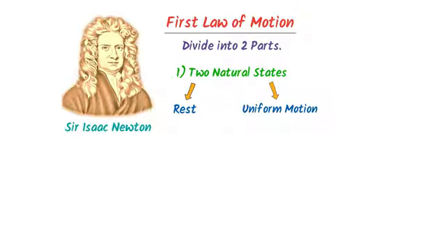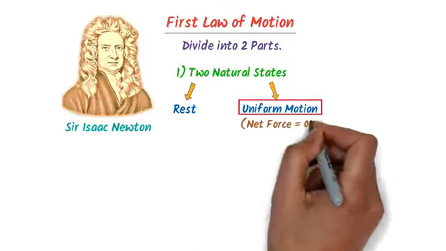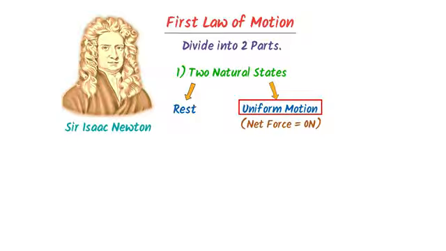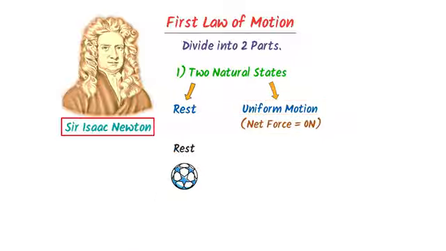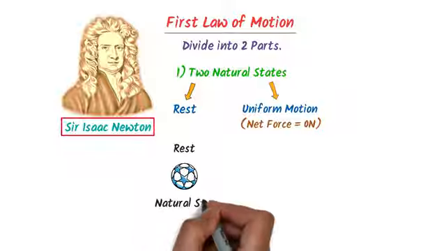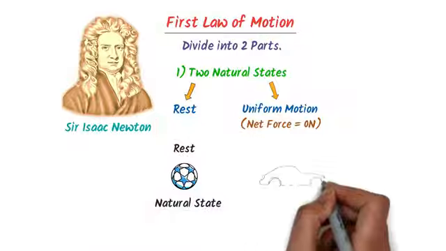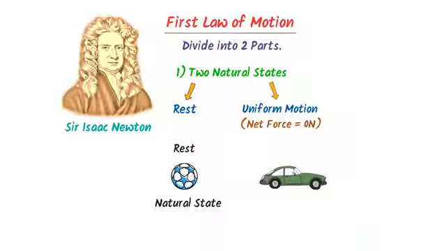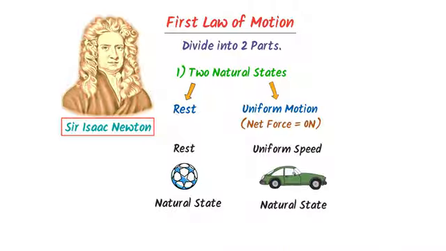Note down that in uniform motion, the net external force on the object is always 0, or we say that F is equal to 0. Now consider this ball at rest. According to Newton Baba, this state of rest is the natural state of the ball. Secondly, consider this car that is moving in a straight line with uniform speed. According to Newton Baba, this uniform motion of the car is also a natural state.